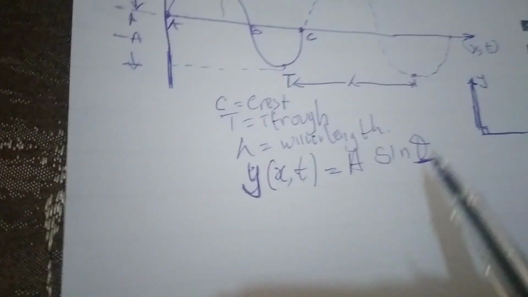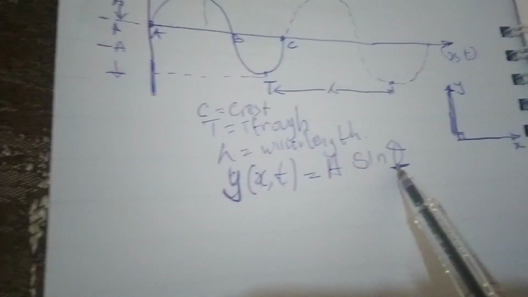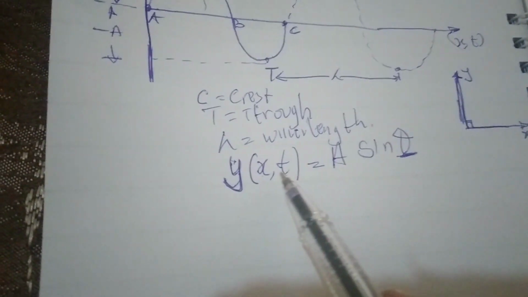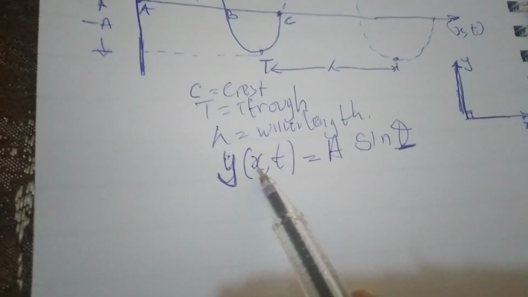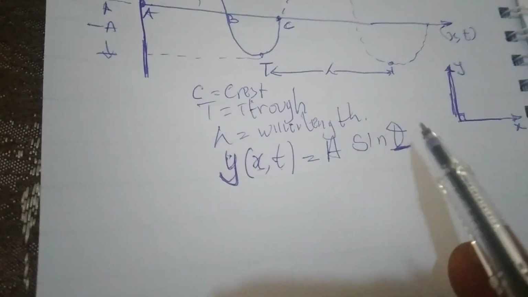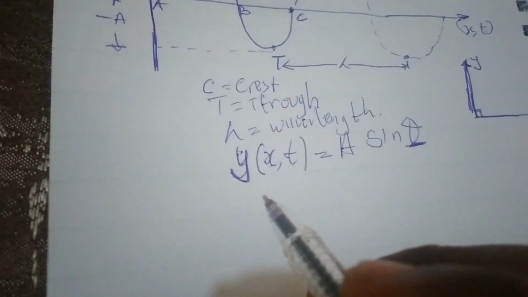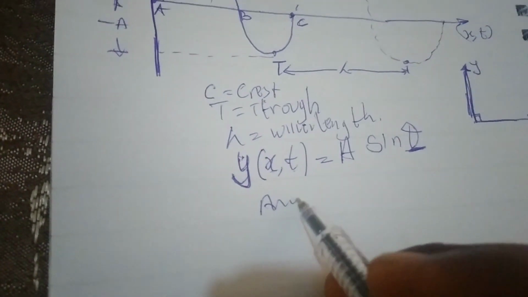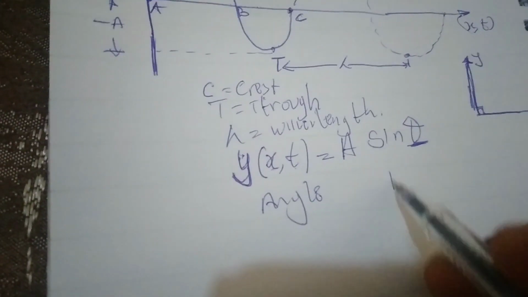Now, I want to reconvert this theta to reflect horizontal displacement and the time. This is how we are going to do it. We want to discuss the angle and distances.